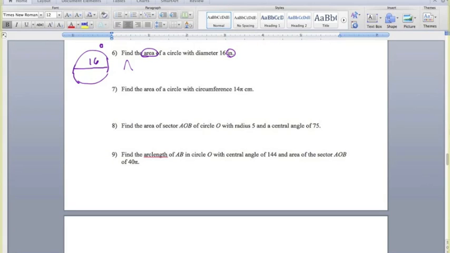Our area formula for a circle is pi r squared. So we need a radius. We're given a diameter. So what is our radius going to be? 8. If it's 16 all the way across, it's 8 halfway across. So we're going to be working with the radius of 8. So pi 8 squared. As we did in the homework, we're just going to let the pi's tag along. So I'm going to square the 8, make it 64, and then just let the pi tag along. Unit, inches squared.